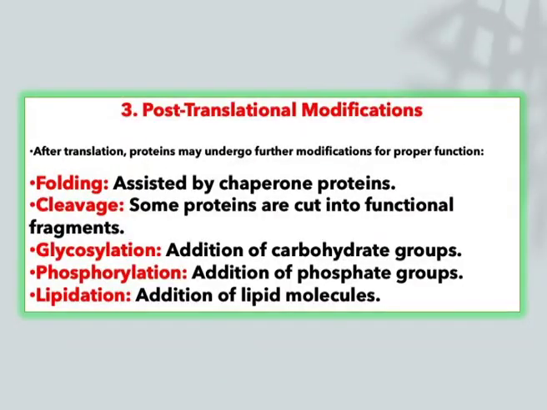Glycosylation is the addition of carbohydrate groups. We know that carbohydrates may be simple or complex, but the glycosylation process is the addition of carbohydrate groups. Then phosphorylation, the addition of phosphate groups. Then lipidization, the addition of lipid molecules.